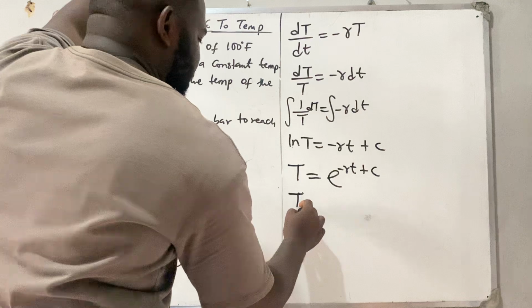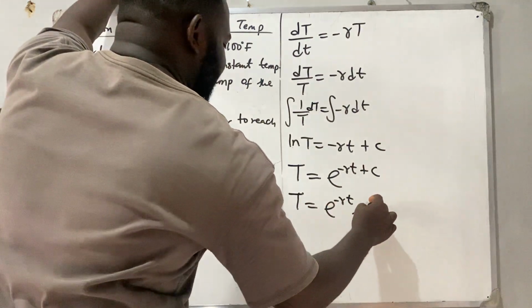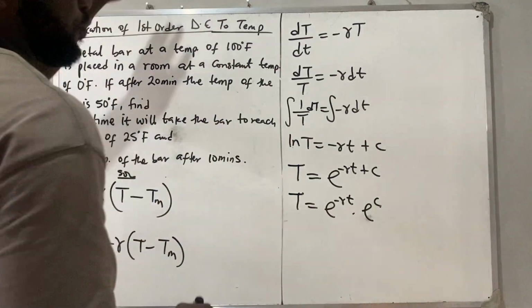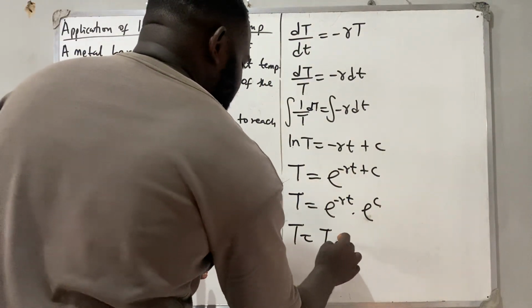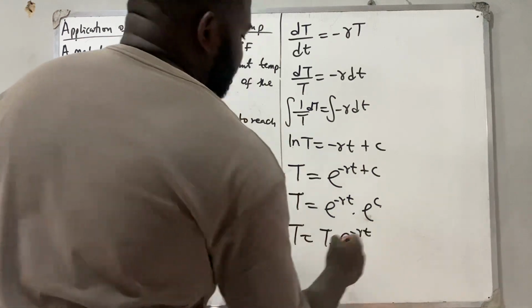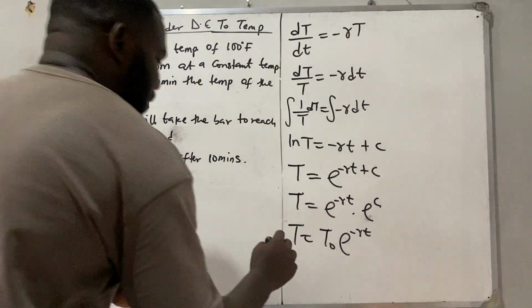So this becomes that T will now be what? Exponential minus RT multiplied by exponential C. And the exponential of a constant is a constant, so we have that T becomes T naught exponential minus RT. Okay? And our T naught is the initial temperature, which is what? 100. So we have that.